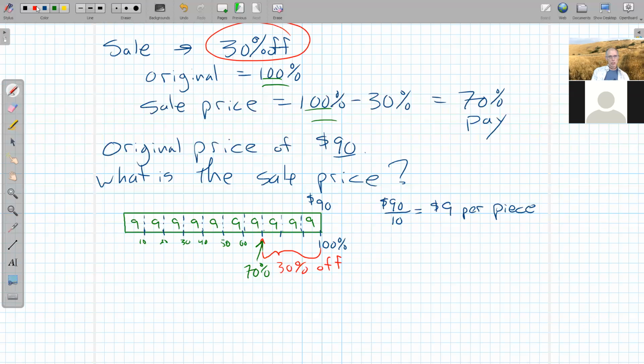So we could make a note here that in this section that we pay, there are 7 groups of $9. And so we can see that we ought to pay $63. So we can just play around with the picture, thinking about a little bit of division, and come up with the sale price.